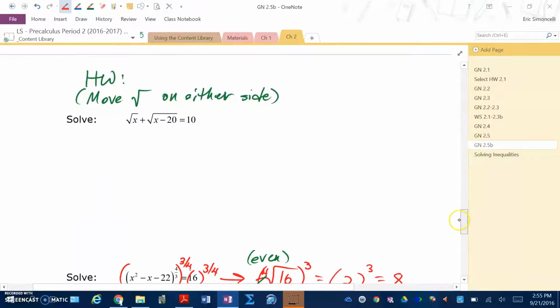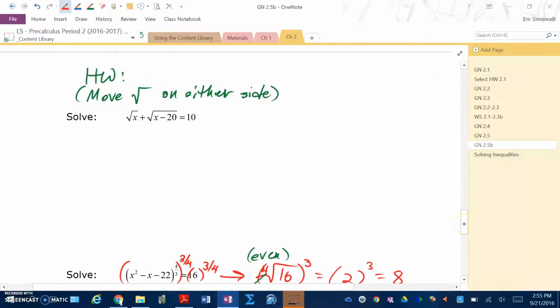On the next page, the next question that I had asked you guys to do for homework. So I asked you to solve square root of x plus square root of x minus 20 equals 10. The hint that I provided was to move the square root on either side. Whichever square root you want to move to the other side doesn't matter. I'm going to go ahead and move the square root of x as such, so minus square root of x, and I'll leave the square root of x minus 20 isolated as you see.